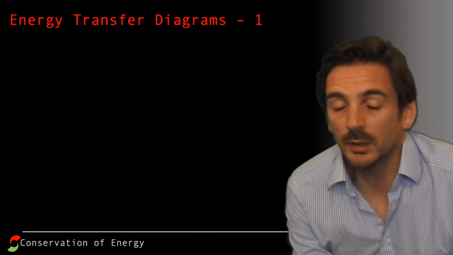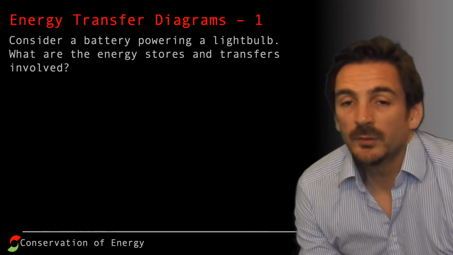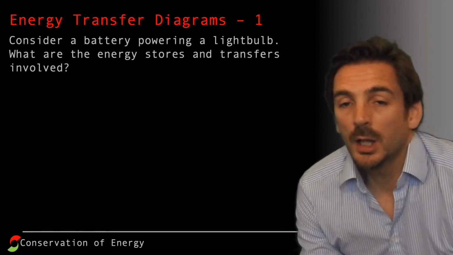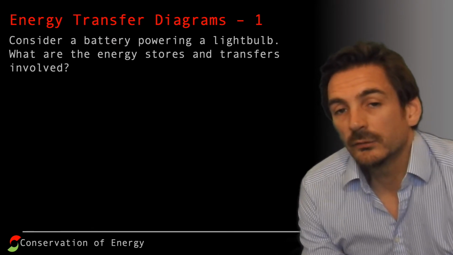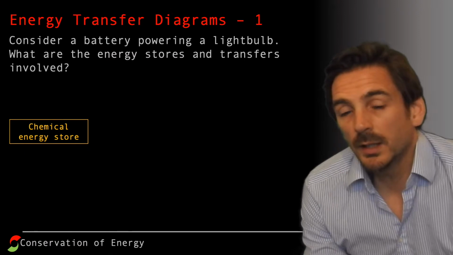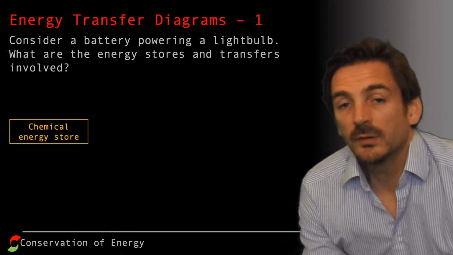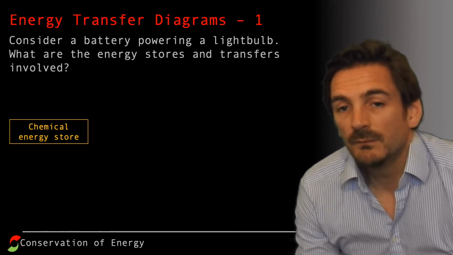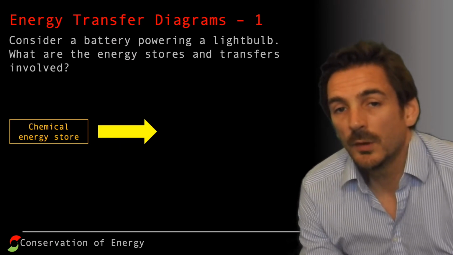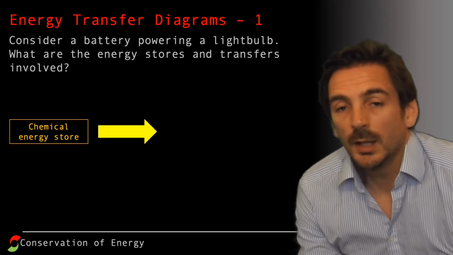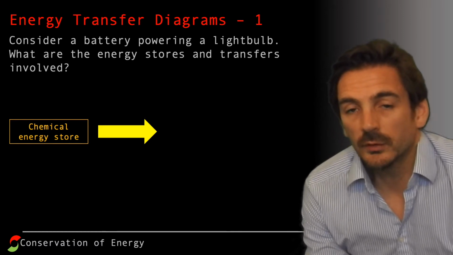So let's get straight into it by having a look at a very common example that's used in exams actually, and that is a simple one of a battery powering a light bulb. What we normally do is start off with the energy that's stored in the battery, and because there are chemicals in the battery, there's chemical energy stored. Then for the transfers we use arrows, so the transfer of energy from the battery is going to be done electrically around that closed circuit.